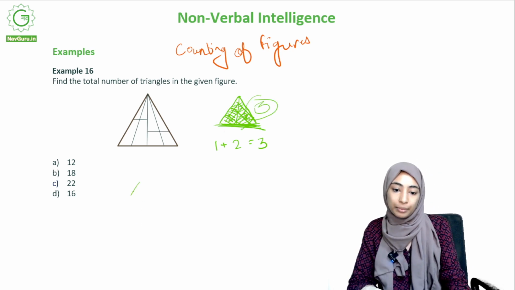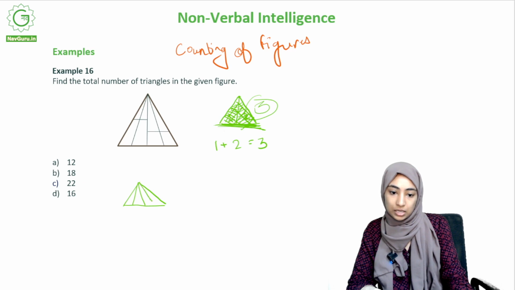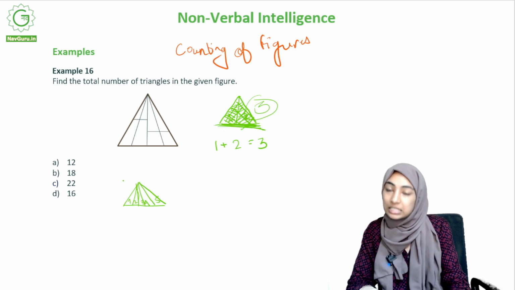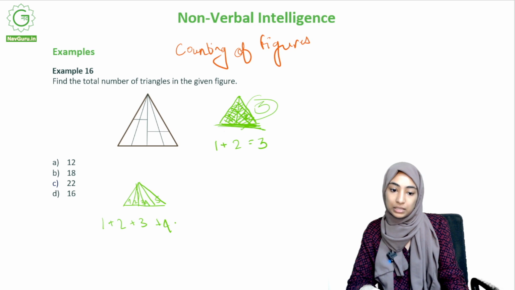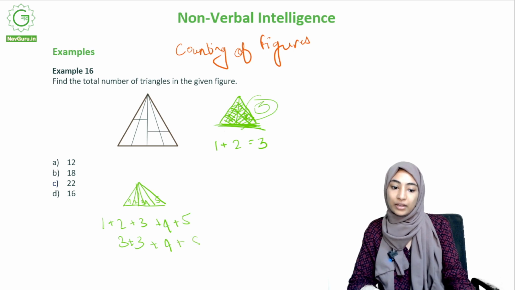So now, for example, if you have a triangle like this and it's split, here in the base I'll just draw one more line. Okay. So in the base, how many triangles do you have? 1, 2, 3, 4, 5 triangles. So how many triangles are there in this figure? It's 1 plus 2 plus 3 plus 4 plus 5. What is this? 2 plus 1 is 3. 3 plus 3 is 6. 6 plus 4 is 10. 10 plus 5 is 15. So there are 15 triangles here.